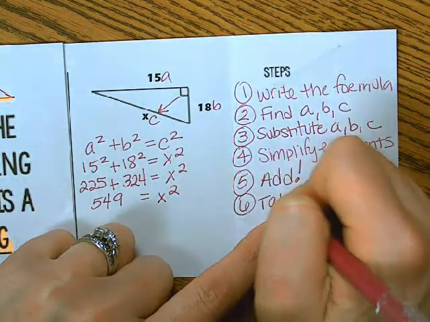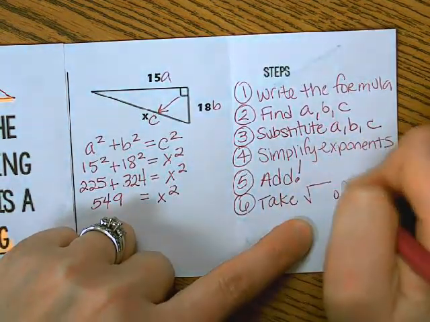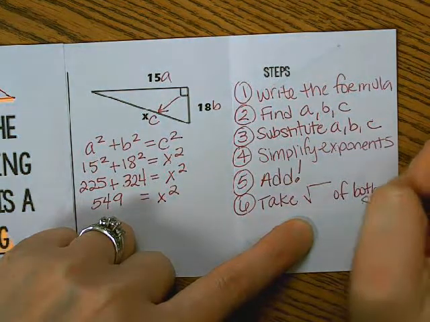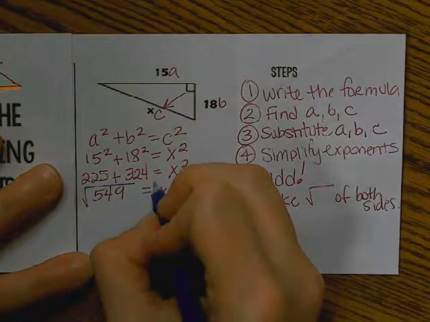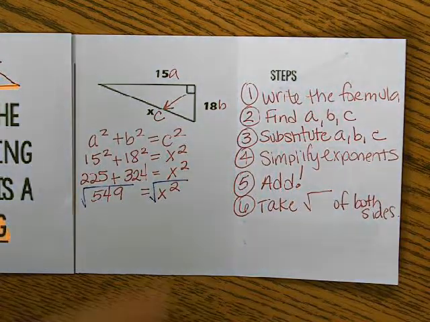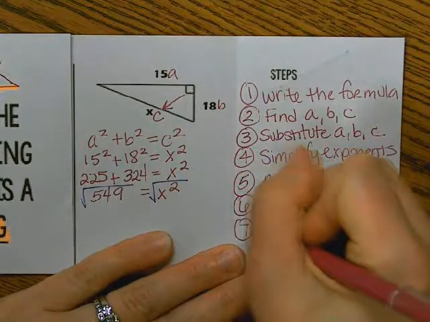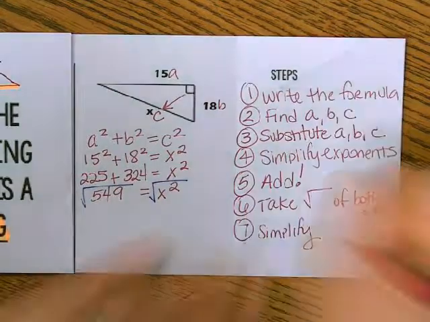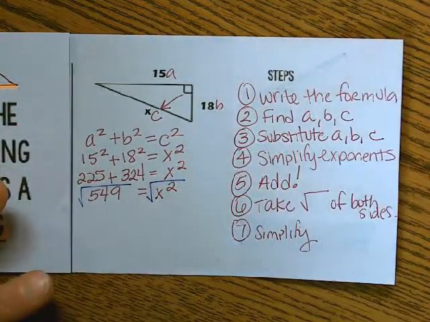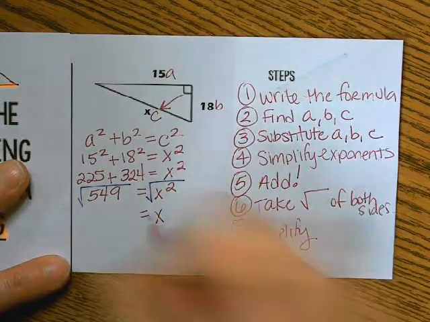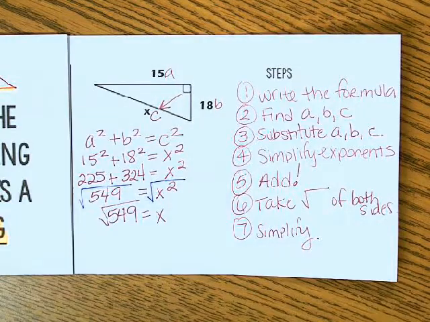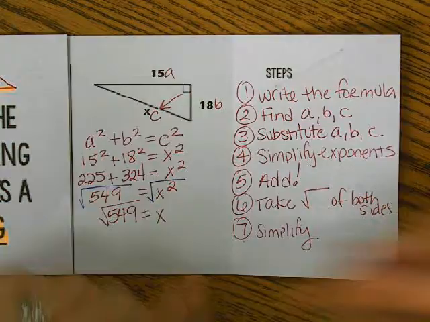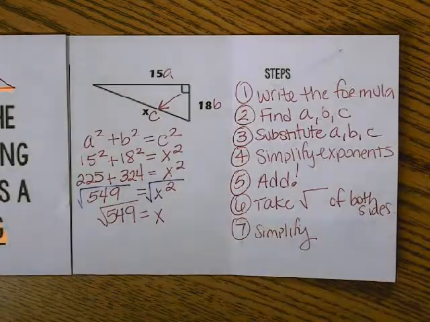Next, we're going to take the square root of both sides. So that's where you go square root of 549 and square root of x squared. Last, you're going to simplify the radical. Okay? So x squared becomes x, and then 549 is what I'm taking the square root of. So I'm going to go ahead and try to find the prime factorization of 549.